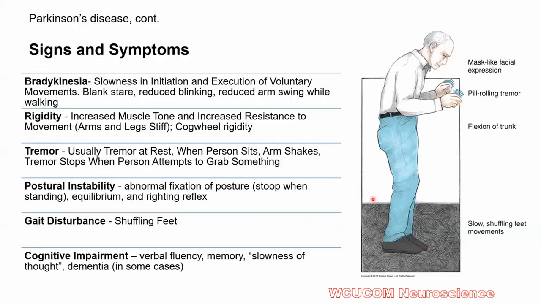Postural instability, stooping posture is very, very typical. And the gait disturbance is evident in the observation of shuffling feet and difficulty starting and stopping. Cognitive impairment occurs usually late in the process, late in the development of the disease. So motor functions are compromised before cognitive functions are.